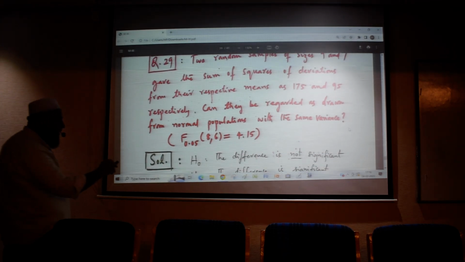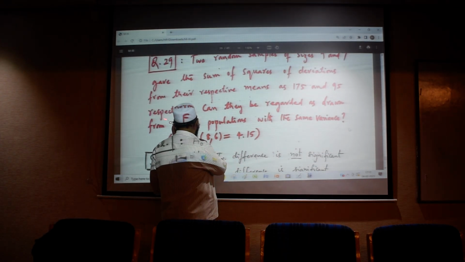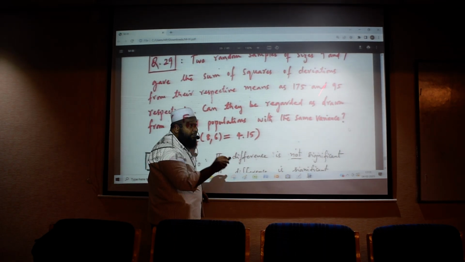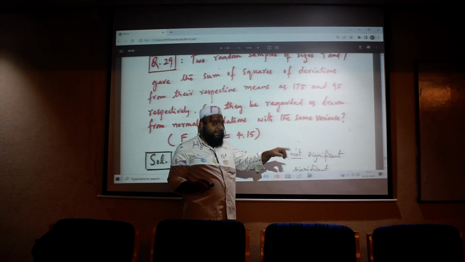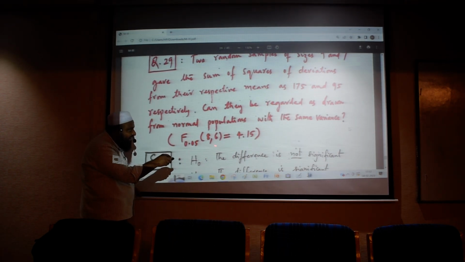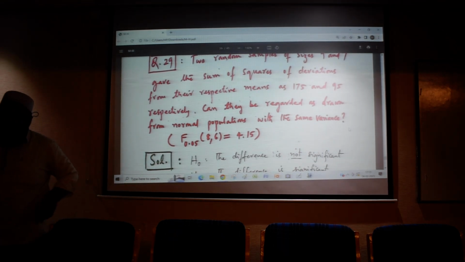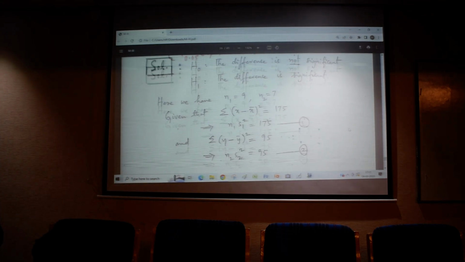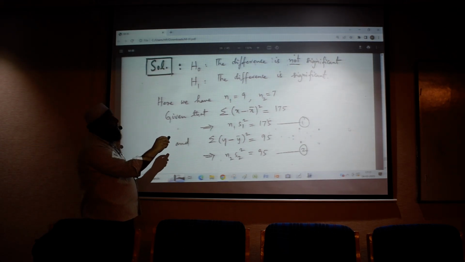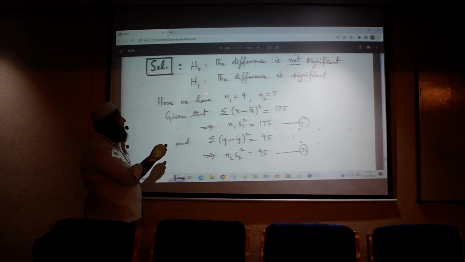can they be regarded as drawn from normal populations with the same variance? When the word mean comes, it is the t-test. When the word variance comes, it is the f-test. But here f is given directly, so you can figure it out that way also. H naught: the difference is not significant. H1: the difference is significant.